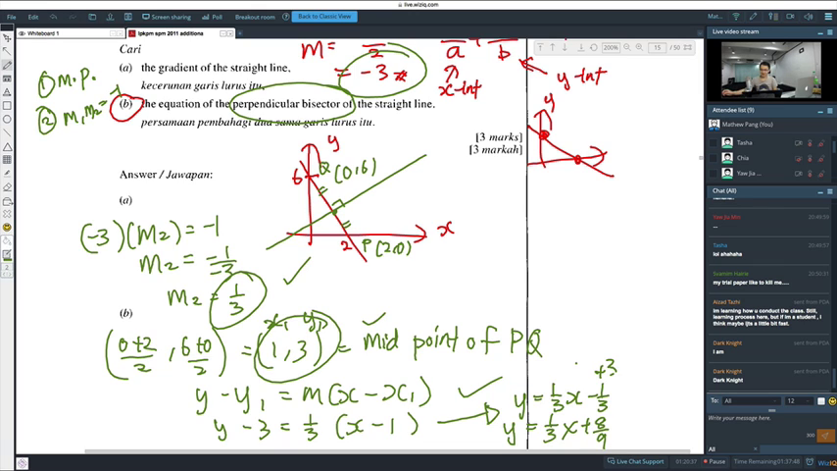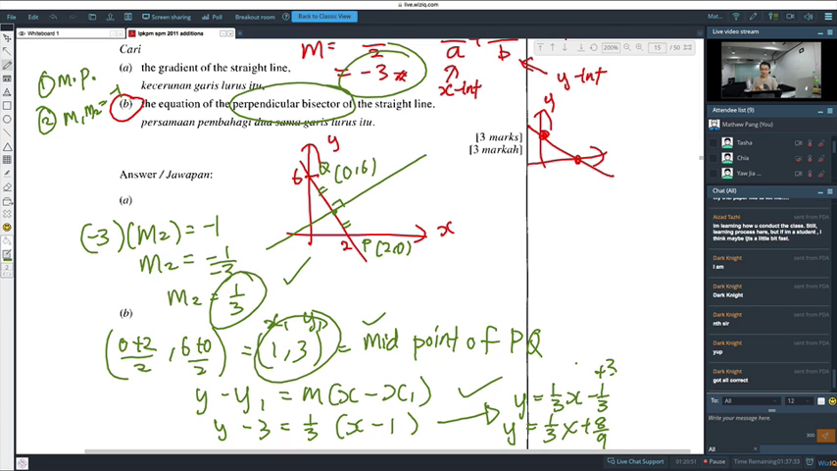So far, do you know how to find perpendicular bisector? Whenever you want to find perpendicular bisector, make sure you need to find first the midpoint, second the perpendicular gradient. Perpendicular gradient use m1 m2 equal to -1. Okay? Okay, if okay, we're going to move on to next question.